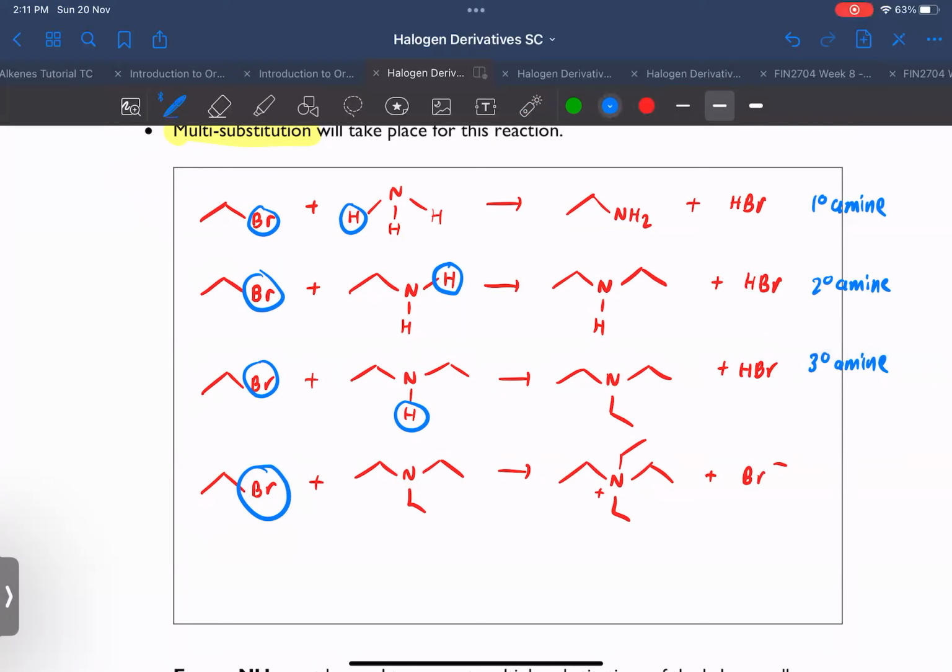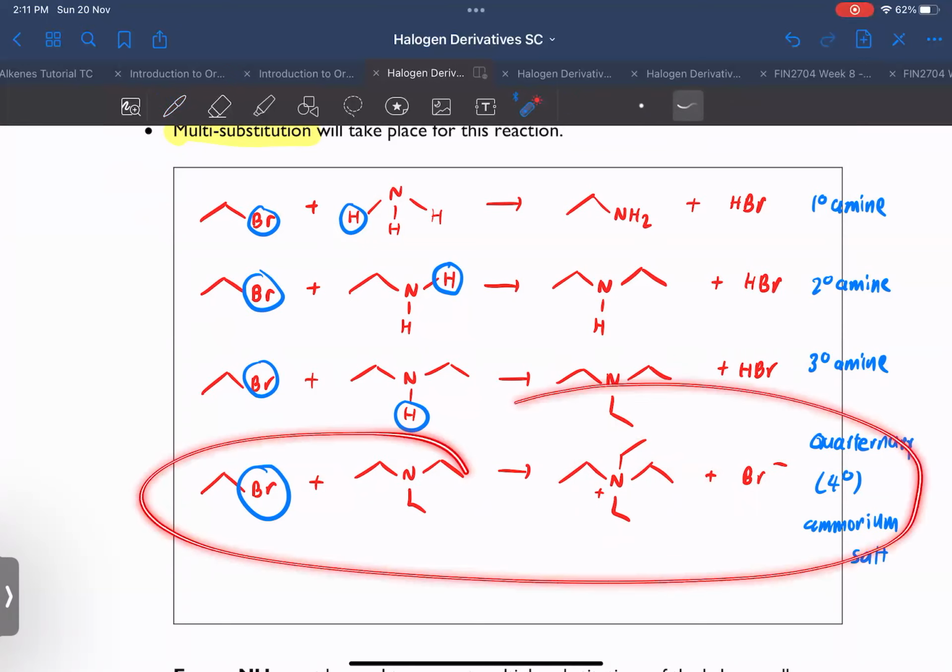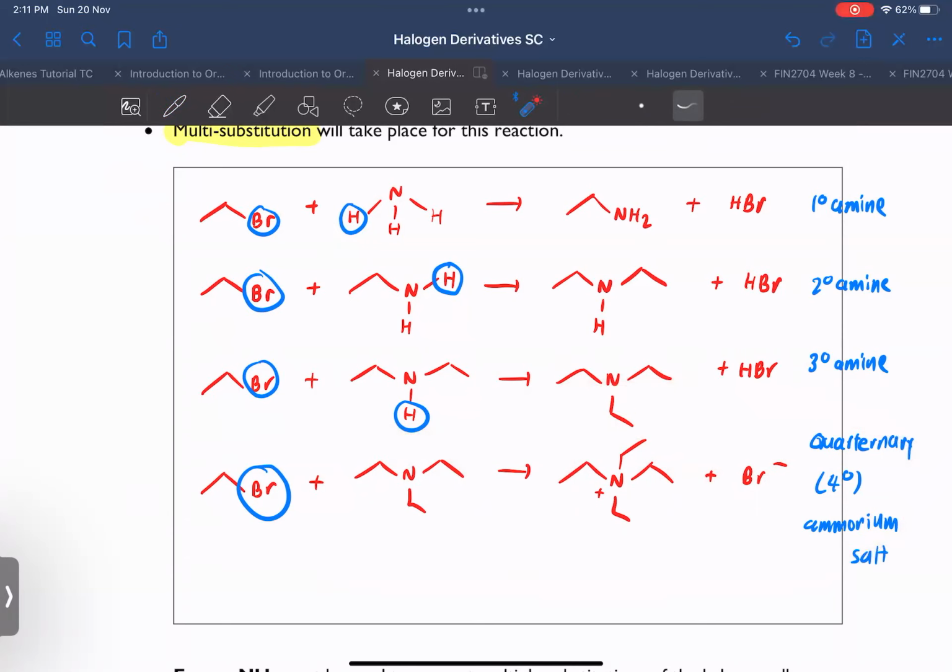This is known as a quaternary, which is like 4 degrees, a quaternary ammonium salt. Okay, it's not an amine anymore. This one has charges already, so this is considered a salt. This fourth reaction is what makes this segment here a bit more challenging than what it already is.